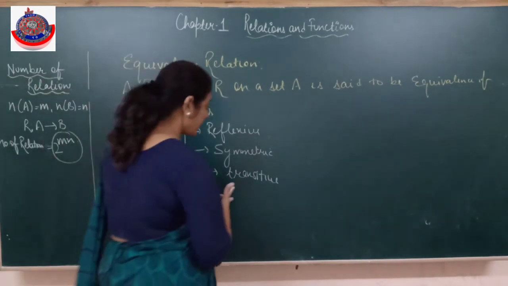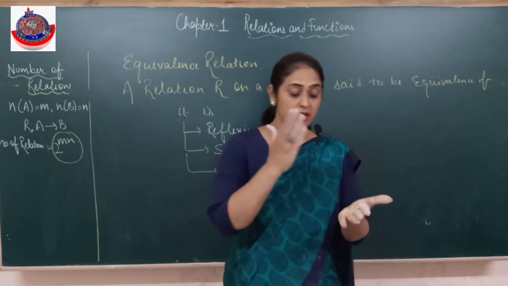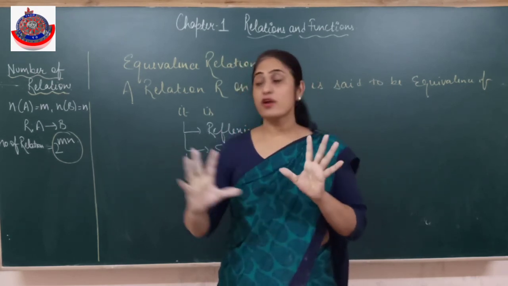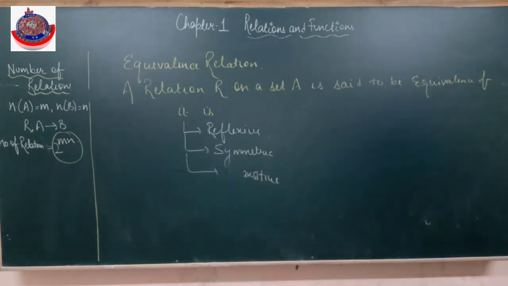Understood? So to prove an equivalence relation, we have to first of all prove all three properties on a given relation, that it is reflexive, symmetric, and transitive. If a relation satisfies all these three, then it is said to be an equivalence relation. Now we'll pick up the examples, then these concepts will be more clear to everyone.